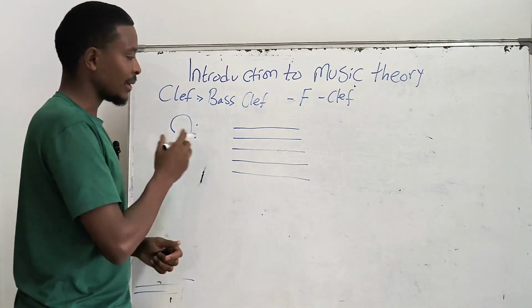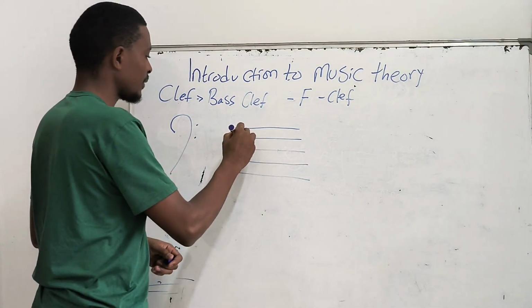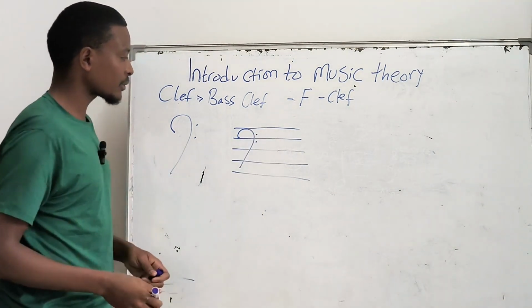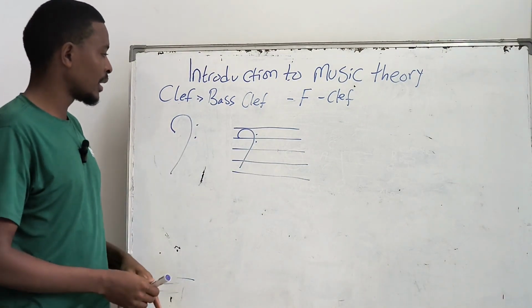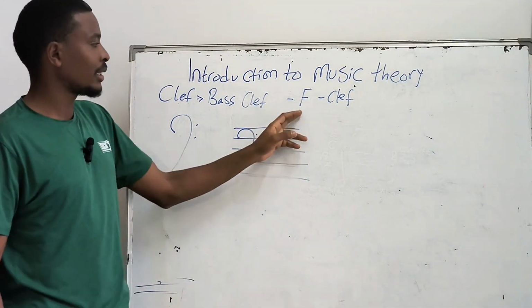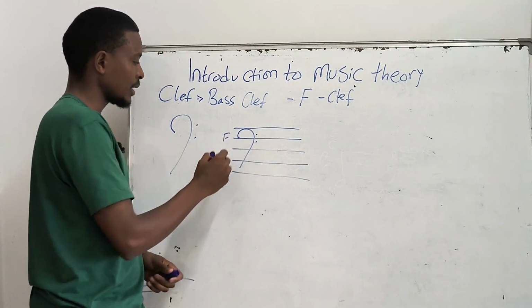Then every clef must start at the beginning of your music sheet. So start here, go up and down, and your colon on the right. Then why do we call it an F clef? It is because it will install the letter F on the fourth line of the staff.